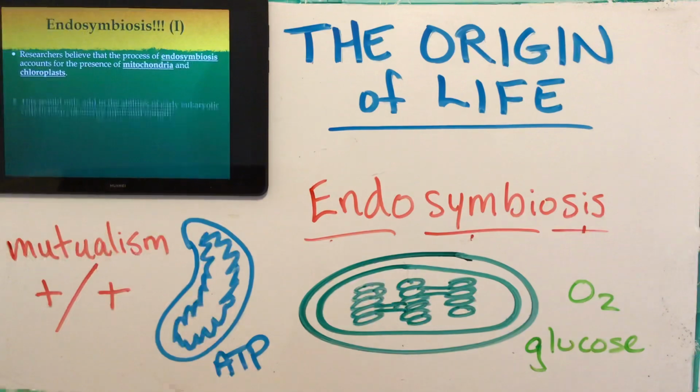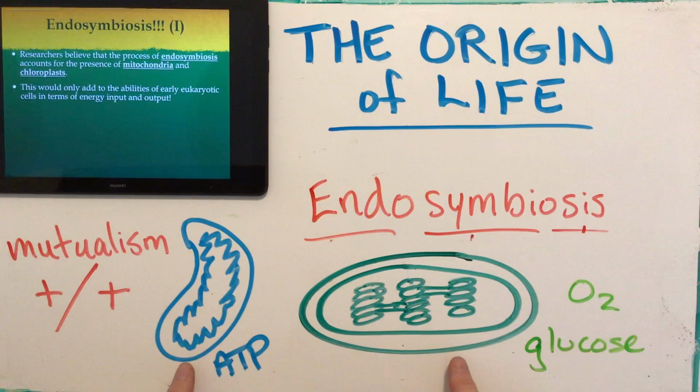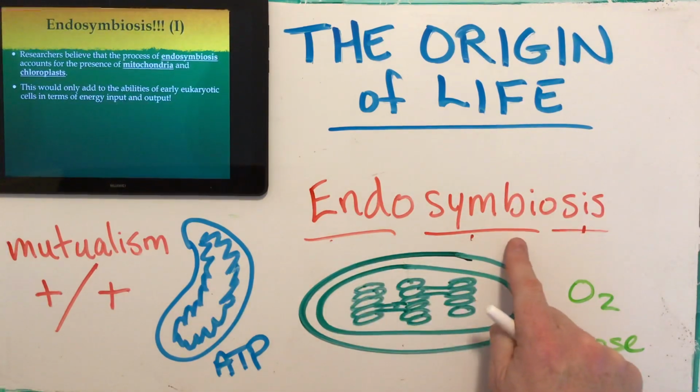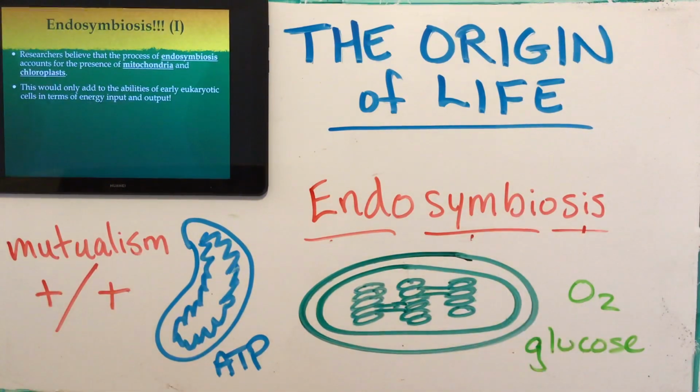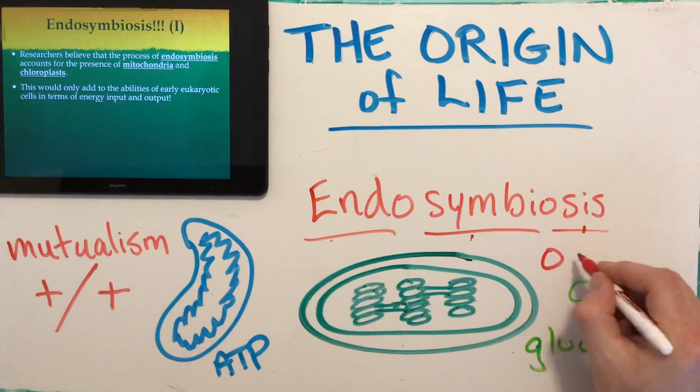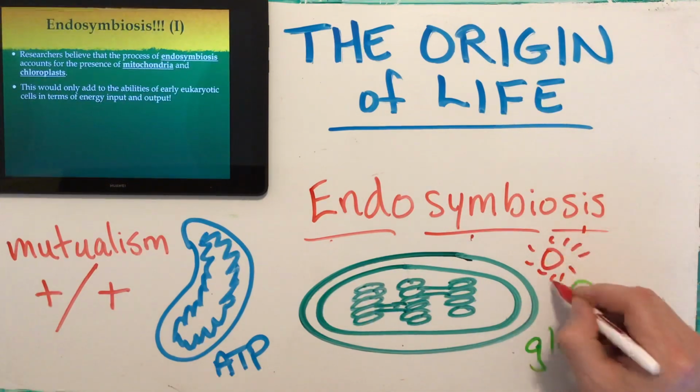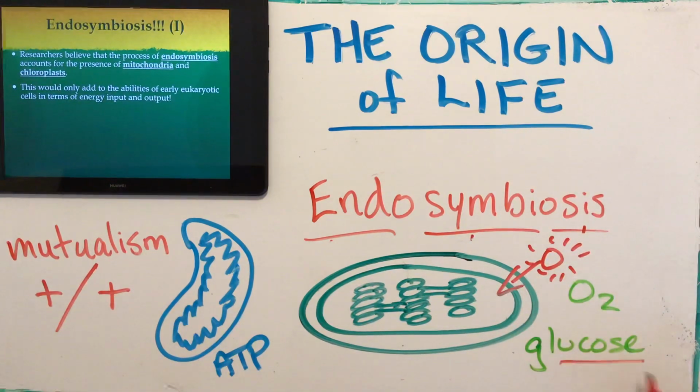Anyway, so this would only add to the abilities. Once these two things entered the cell and got into a symbiotic mutualistic relationship, the cell would be able to harness a ton of energy because if it got a chloroplast inside of it, it could absorb sunlight now and make glucose. And if you had mitochondria, you could take the glucose and make ATP. Energy galore. And that energy will allow us to go from single cell to multi-cell to cellular specialization, right?